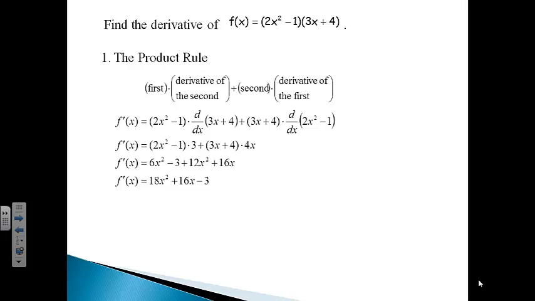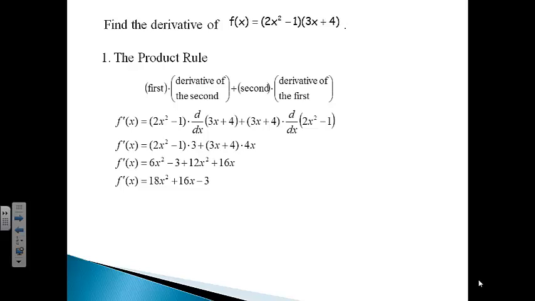So the 2x squared minus 1 in the first term, that's going to stay the same, and then the derivative of 3x plus 4 is 3. For the second term, 3x plus 4 stays the same, and then you multiply it times the derivative of the 2x squared minus 1, which is the 4x. Distribute those across, and then you combine like terms and you get your final answer, 18x squared plus 16x minus 3.